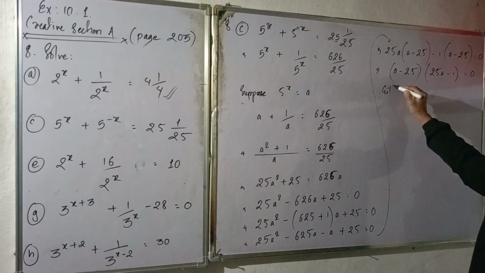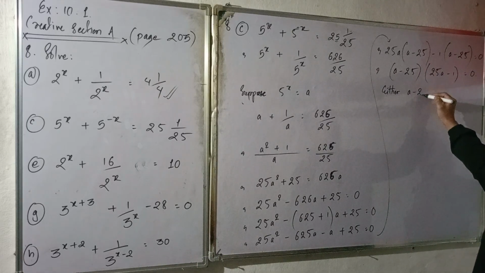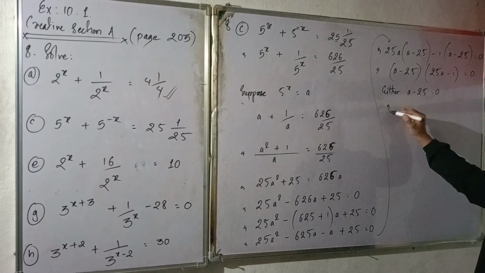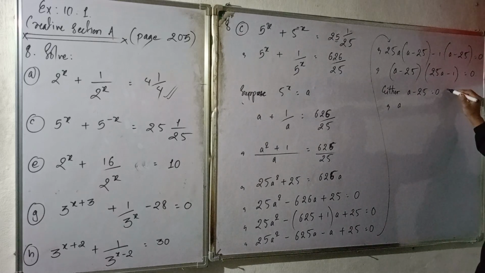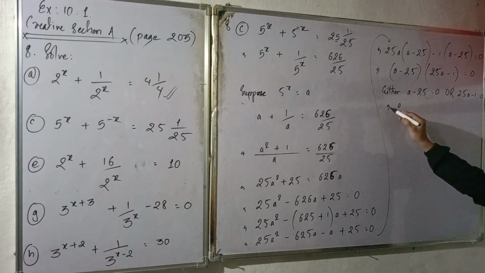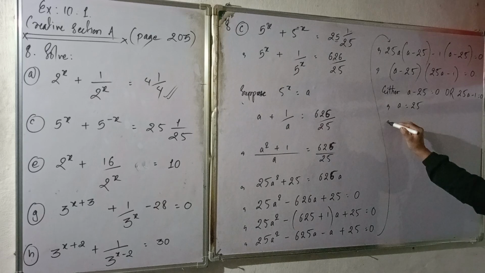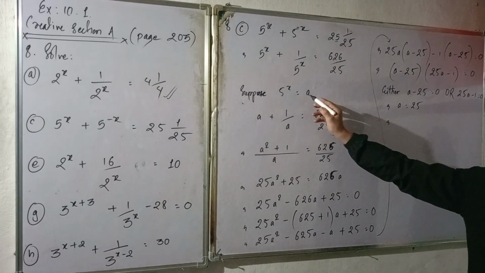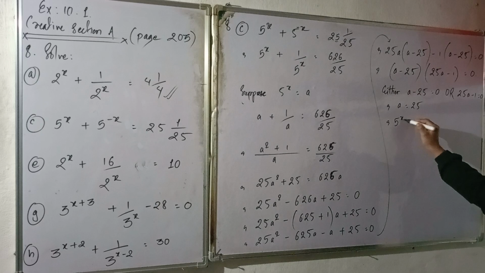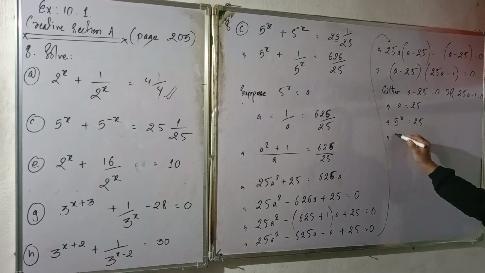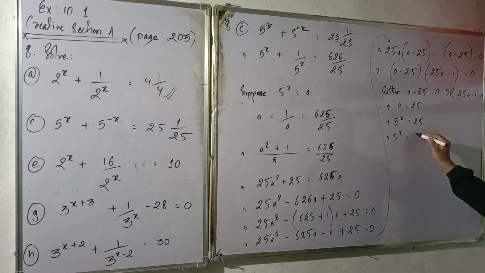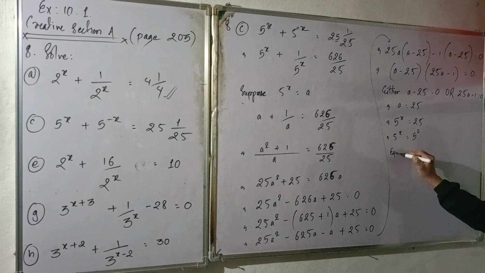So either a minus 25 equals to 0, or another is 25a minus 1 equals to 0. So on further simplification, a equals 25. Now replace back the value of a. A is actually 5 power x. Now this 25 can be converted in terms of 5 power 2. Now equate powers, you will get the value x equals to 2.